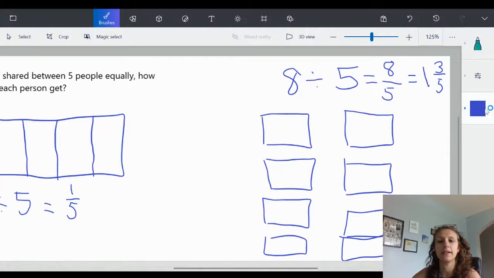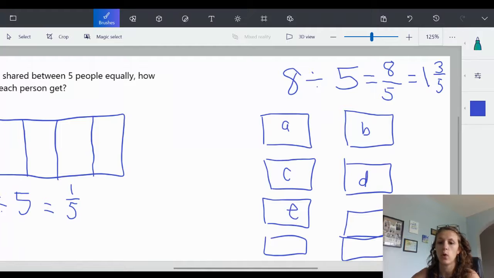If I were to split 8 cakes between 5 people, that means that each of them would get 1 3/5. Let's see if we're correct. So we're going to go ahead and give person 1 this cake, person 2 this cake. You know what? Let's do letters instead to make it a little bit easier and not get confused. All right, person A, person B, person C, person D, and person E. Okay, there's my 5 people.